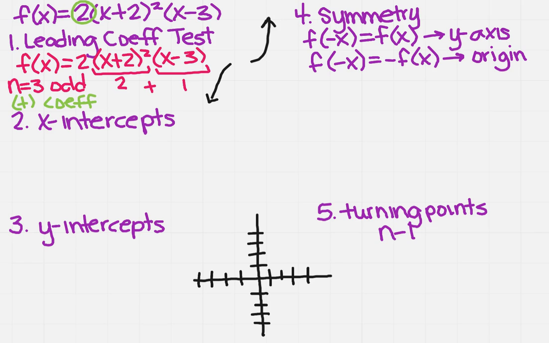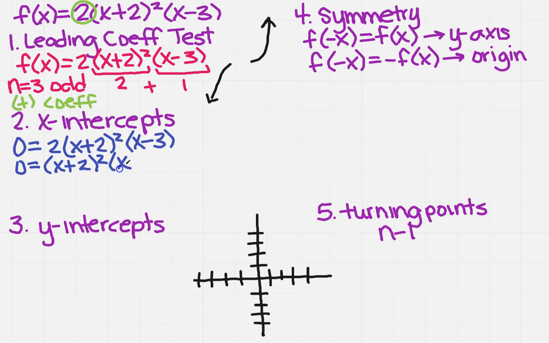Now I need to find the x-intercepts. In order to find the x-intercepts, remember you're going to set y equal to 0. So I'm going to have 0 equals 2 times (x plus 2) squared times (x minus 3). We can divide through by that 2 so that it appears easier to solve. Then I'm going to set each one of those terms equal to 0 and solve. So I'm going to get x equals -2 and x equals 3. Those are going to be my x-intercepts.